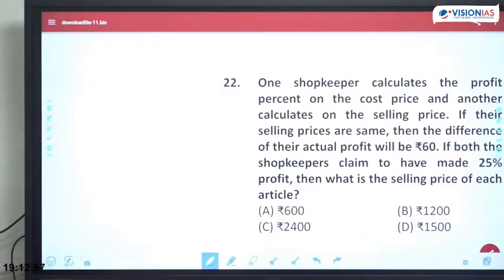Try this question. Question number 22. Try question number 22.